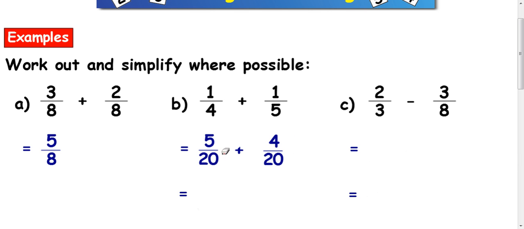Now that we've got our common denominator, we can just add the top numbers. So we've got 9 over 20 and that's you finished.